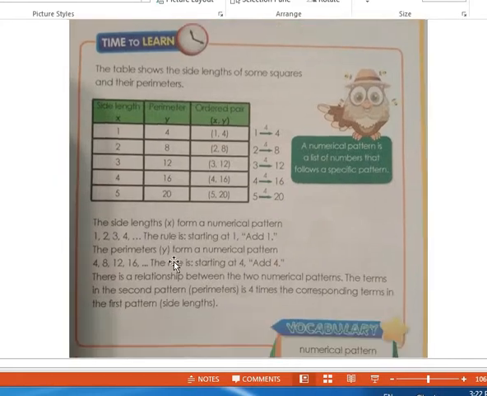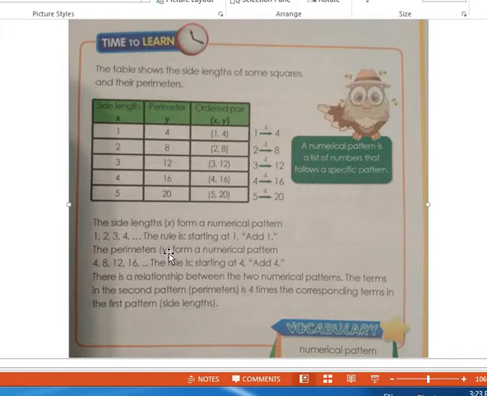The side length x forms a numerical pattern: 1, 2, 3, 4 and so on. The rule is starting at 1, add 1 each time. 1, 2, 3, 4, 5, 6, 7 and so on.